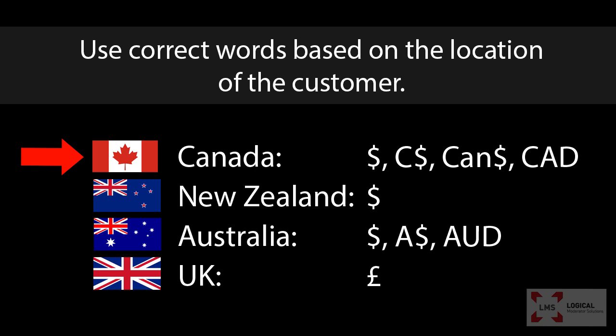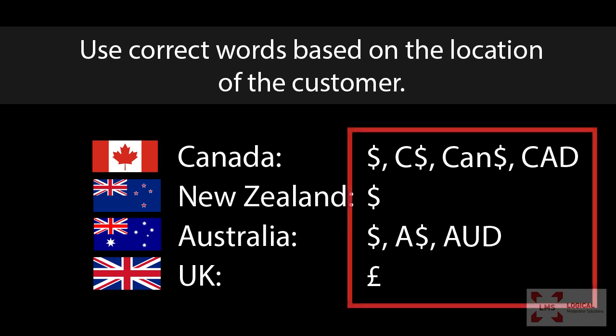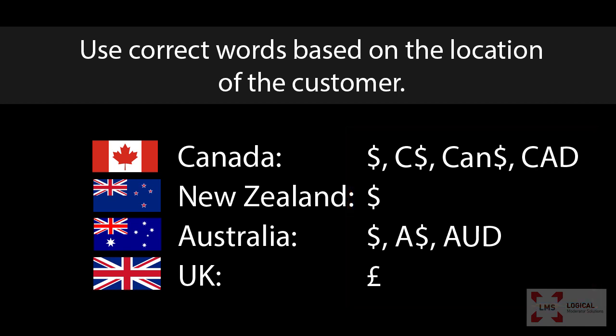Canada is using the Canadian dollar noted by any of these symbols. New Zealand uses the New Zealand dollar, noted by these symbols. Australia uses the Australian dollar. And the United Kingdom or the UK uses the pound sterling. Please take a note of all these different currencies and use accordingly. I will tell you more about the location later on in this video.